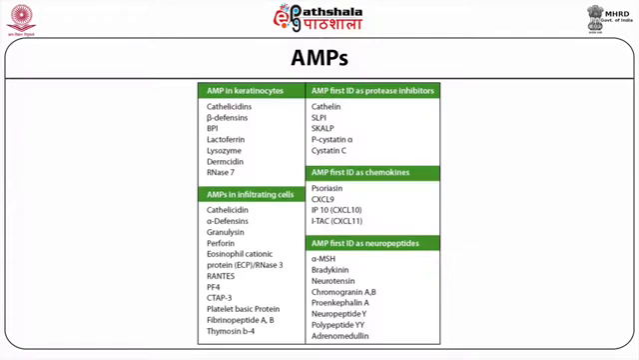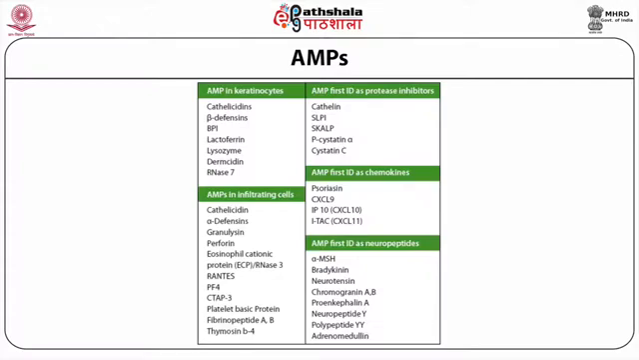Similarly, among the protease inhibitors, we have cystatin C, which is very important. As a chemokine, we had already mentioned psoriasin, but we also have three other peptides. Alpha MSH, bradykinin, neurotensin, all these are considered neuropeptides, and overall all of them come under the broad category of antimicrobial peptides.